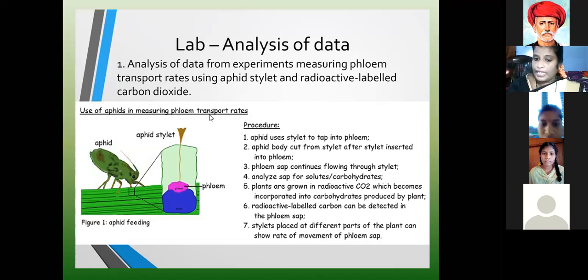Following this, the plants are grown in radioactive carbon dioxide, which becomes incorporated into the carbohydrate produced by the phloem. Already we know phloem and xylem are tissues in plants, but the aphids also fall on the plants. When they suck, the food materials are not transported to the remaining parts of the plant.